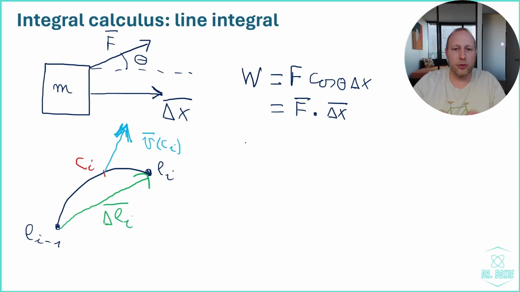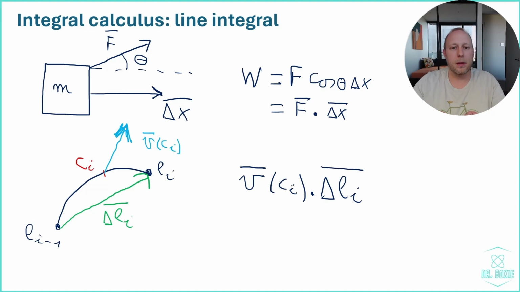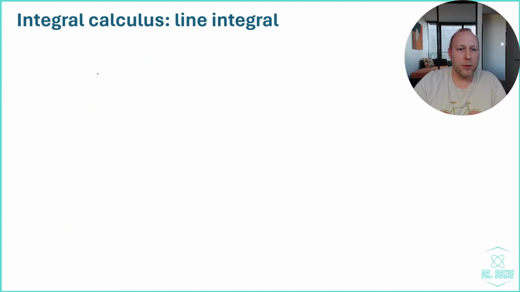We will take the dot product of the vector with the displacement. So in the case of the work, the vector was the force, the displacement was delta x, so we dotted F with delta x. In this case, we will take the dot product of V of Ci with delta Li. And this is the value that we want to add for each of those subintervals. So this is the number we get, the value we get for the ith interval. And now we want to add these for all of those subintervals. And so we get the following expression.